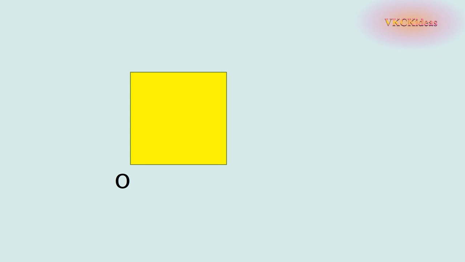This is a square. By definition of a square, all the sides of a square are equal. OA is 1 unit, which means AB is also 1 unit. Then what about OB? OB is root 2 units. How is this? It's very easy.